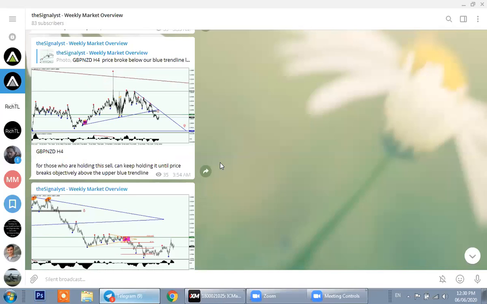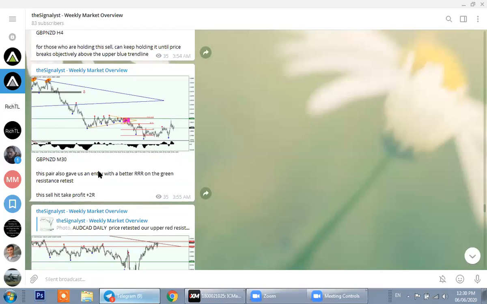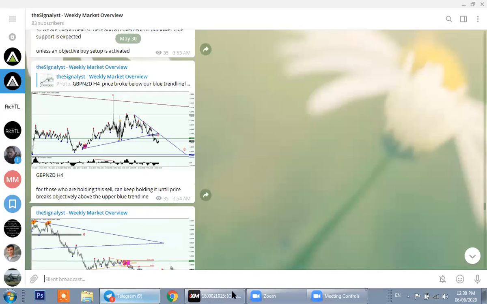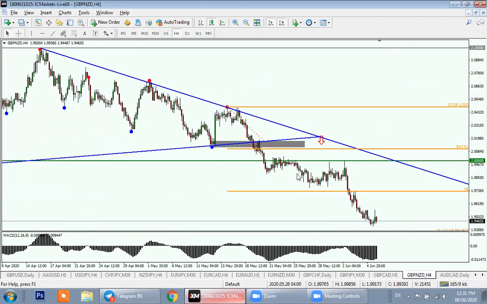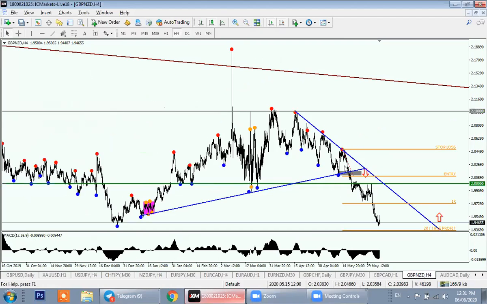And here's our H4 perspective. We don't have anything else here. We just have this view. We are still holding our sell for those who entered, of course, a long-term sell, our stop loss on the other side, on the last swing from the other side, and it's almost near our take profit. So we are overall bearish, and we are only interested in buy opportunities from H4 perspective if price breaks above our upper blue trend line objectively. Then we'll be looking for our buy setups.